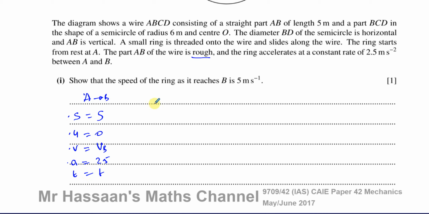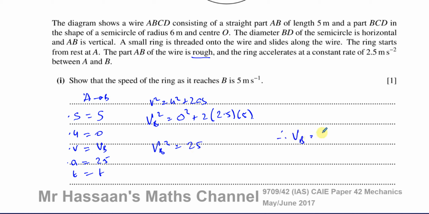So we can use V squared equals U squared plus 2AS. So the velocity at B squared is equal to U squared, which is 0 squared, plus 2 times A, which is 2.5, times S, which is 5. So we end up with the velocity at B squared equal to 5 times 5, which is 25. Therefore, the velocity at B is going to be 5 meters per second, which is what we had to show. So there's the answer to part 1.